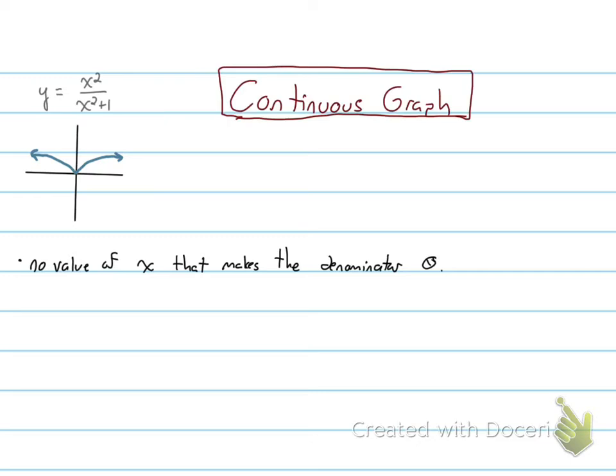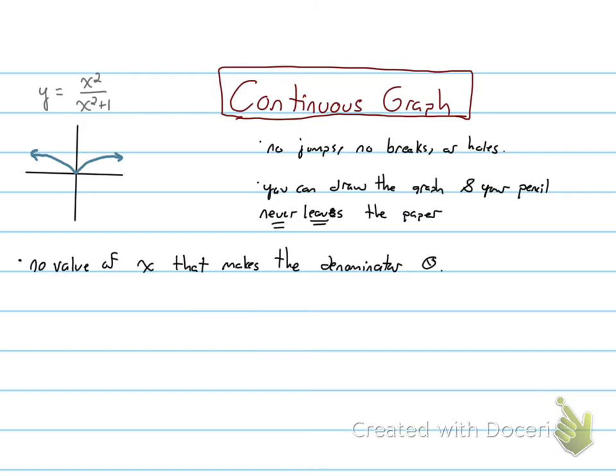I would call something like this a continuous graph. A continuous graph has no jumps, breaks, or holes. And one way that you could think about it is you could draw that graph with your pencil, and your pencil would never leave the piece of paper.